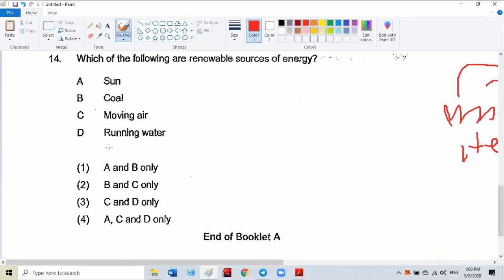Which one of the following is a renewable source of energy? Renewable means it will forever be there. Today it's not there, tomorrow it will come around again. How about air, the wind? Today there is none, tomorrow it will blow again. Today there is none, tomorrow it rains and the water will run again. Yes or no?